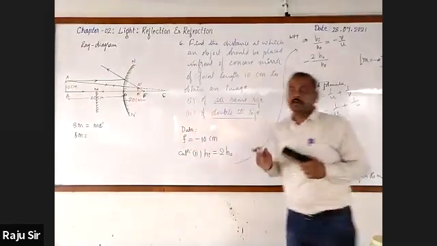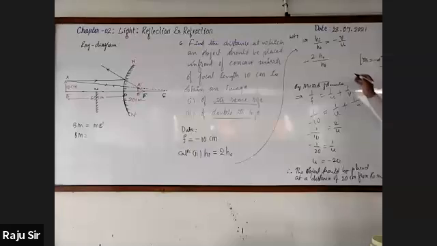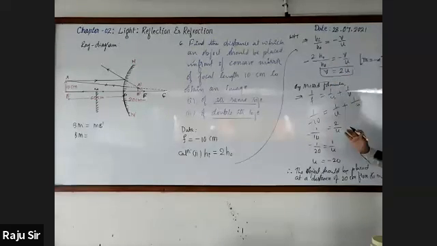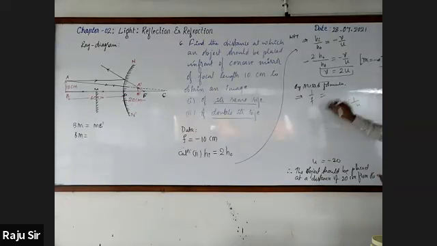Got it? Now, 2 H naught by H naught is equal to minus V by U. It is minus 2 equal to minus V by U. Minus minus get cancelled. Then 2 is equal to V by U. Then V is equal to 2U. Did you understand? Next, mirror formula, same only.